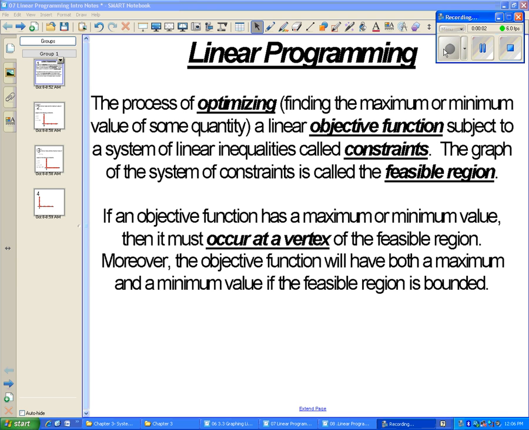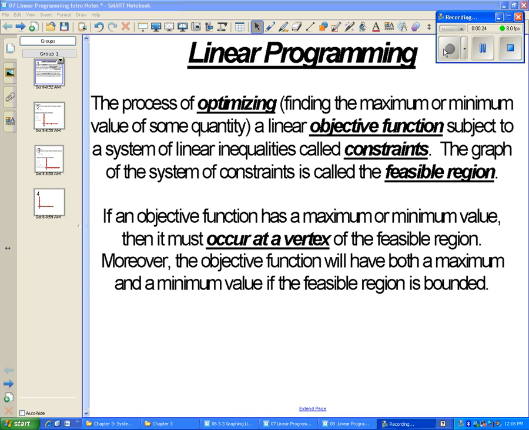This evening's topic is linear programming. What is linear programming? We're going to use linear inequalities to figure out ideas. Linear programming is the process of optimizing a linear objective function subject to a system of linear inequalities called constraints. The graph of the system of constraints is called the feasible region.